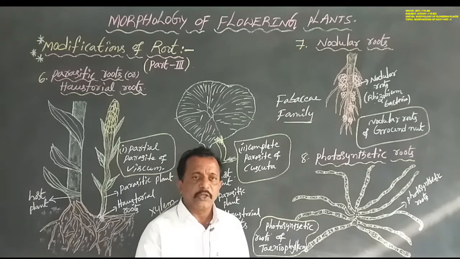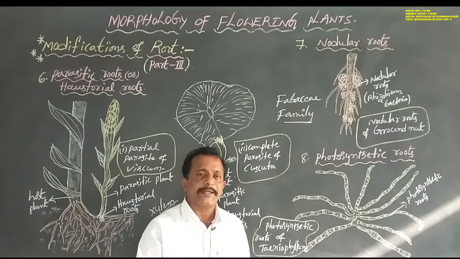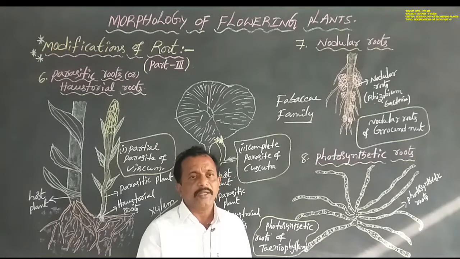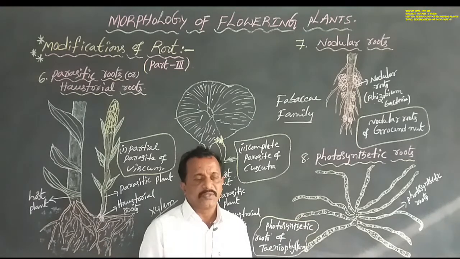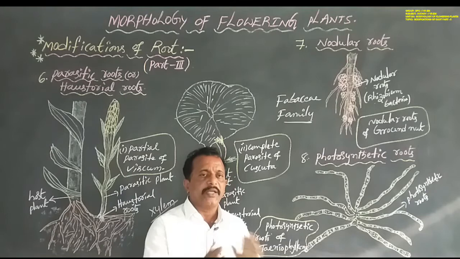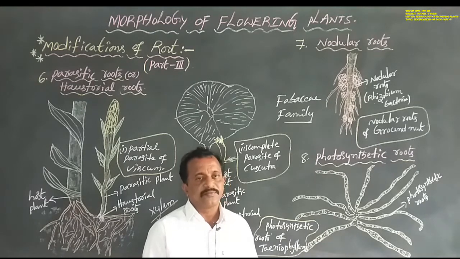Taeniophyllum is an epiphytic plant. It always grows on another plant's stem or branches. Taeniophyllum does not contain stems and leaves, only roots. So these roots act as leaves. Some roots act as leaves, so they are named photosynthetic roots.